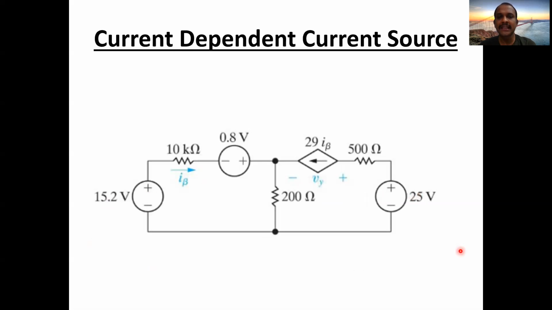Let us go with an example here. You can see in this circuit diagram, we have a current dependent current source, which is 29 times I beta. 29 is a constant. So where is I beta? I just have to go and check in the circuit where is I beta. I beta is the current passing through 10 ohms. So I can call this one 29 I beta, which is equal to 29 times the current passing through the 10 kilo ohms. So that is how they are being related.